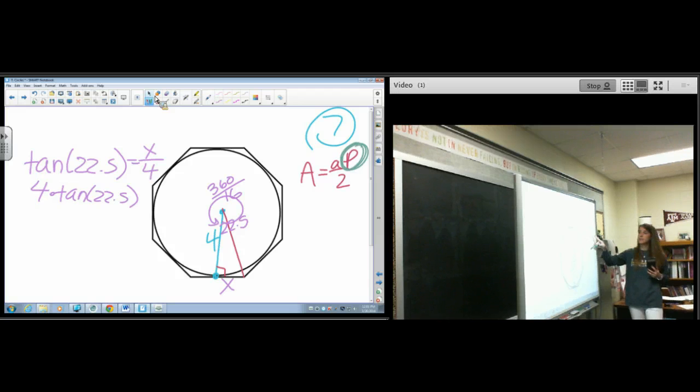What do you want to do next? Multiply by the apothem. Multiply it by 4. That's the apothem. And last step, divide by 2. And you should be staring at 53.019. 53.02. It didn't tell you what to round to, so you could have rounded to whatever you want.